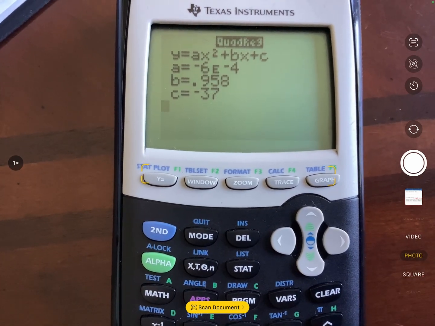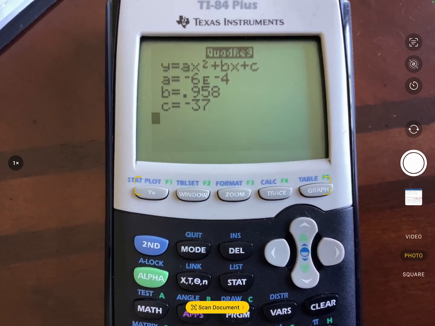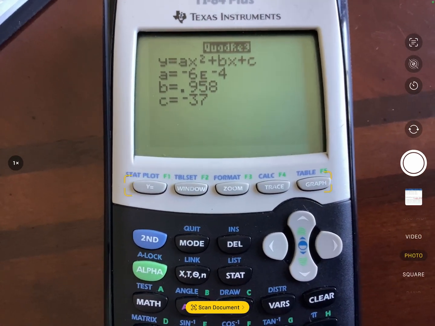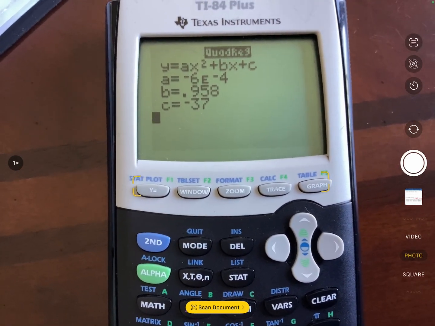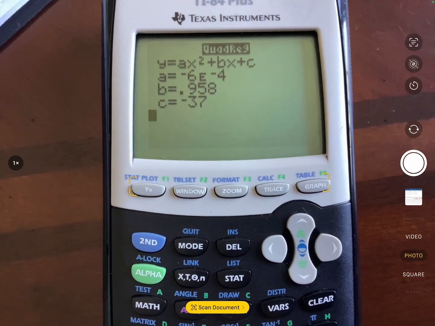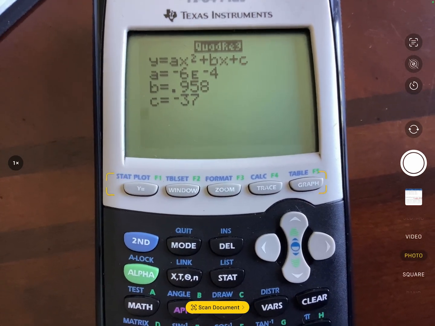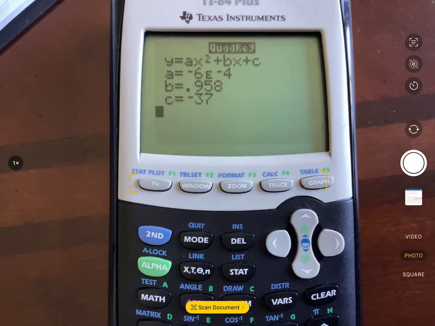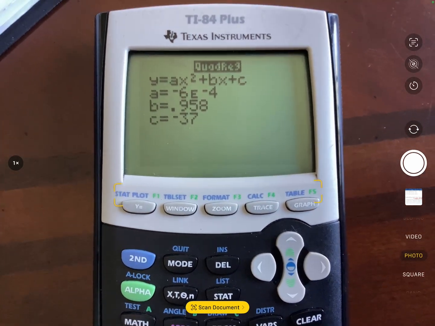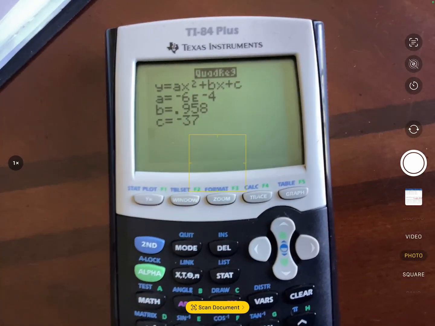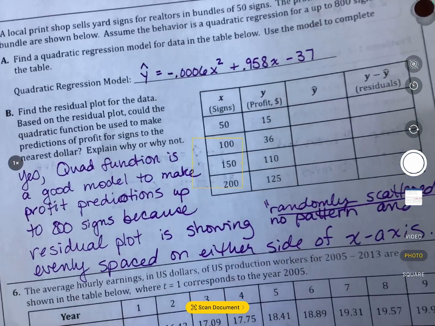Okay, so there's my answer, that's what I put in answer blank A, and negative 6e to the negative 4 is times 10 to the negative 4. The e is exponent on the 10. It's scientific notation. So you're basically moving the decimal 4 places to the left, which just means you're putting 3 zeros in front of the 6. So it's negative 0.0006 x squared plus 0.958x minus 37. Okay, and that's what I wrote on the homework, which I have right here. All right, so that's what I wrote.